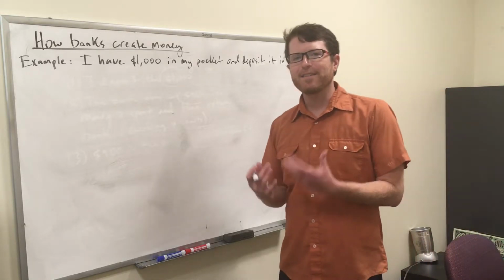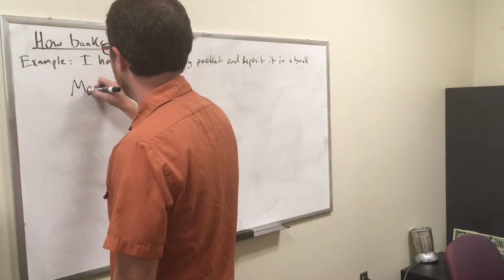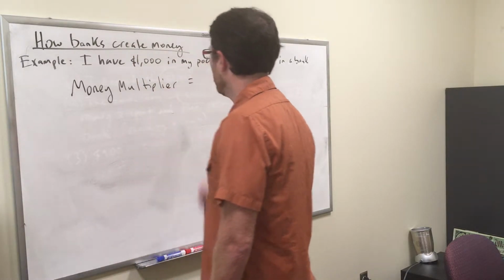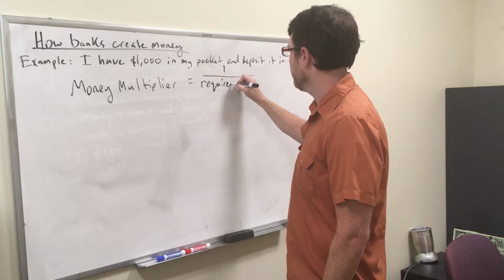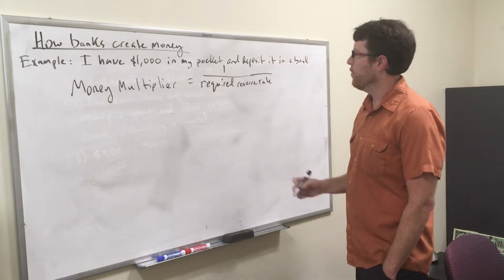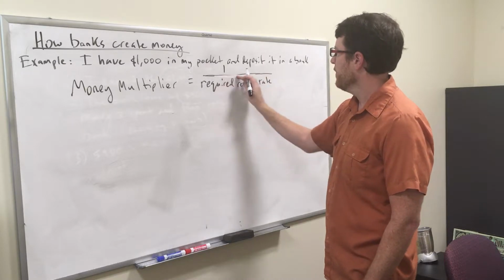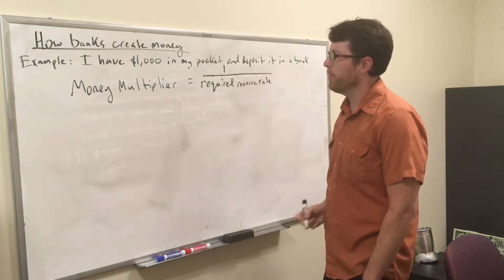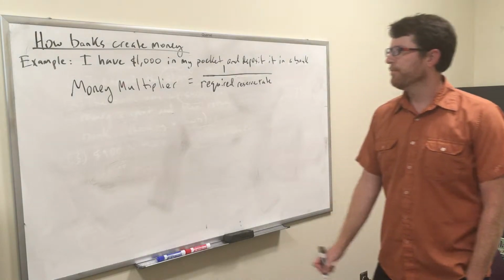Just like we had the Keynesian multiplier that we discussed way back in chapter 10, there's something called the money multiplier. And it equals 1 divided by the required reserve rate. Right? That is the simple formula for this money multiplier. It's really the same formula as the Keynesian multiplier, just with a different variable attached. Instead of looking at MPS, we're looking at the required reserve rate.